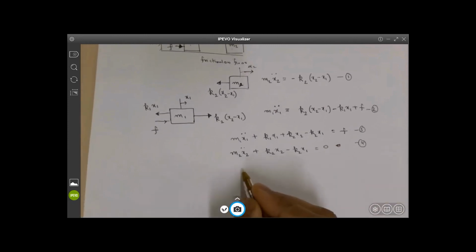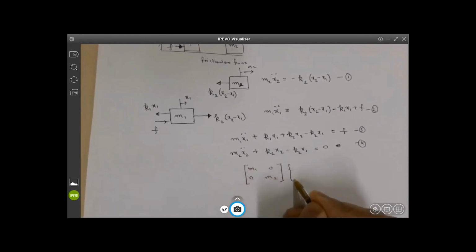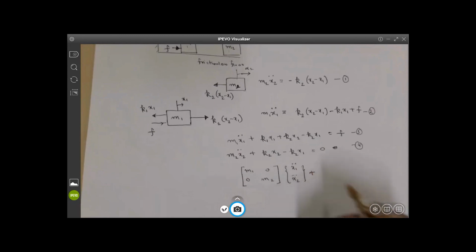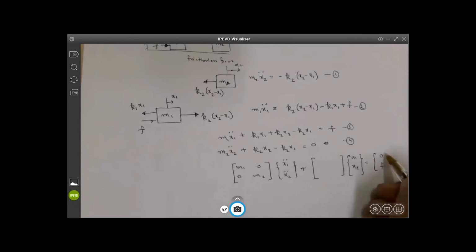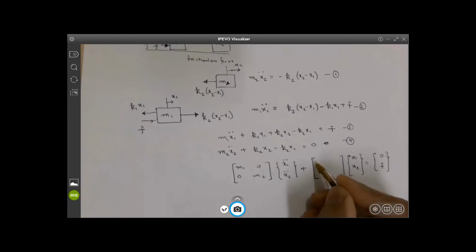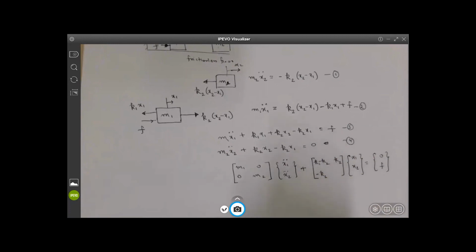If I write it in matrix form, I end up with this system: the matrix with M1, 0, 0, M2, times x1 double dot, x2 double dot, which is the time derivative, plus a matrix times x1, x2, equals the force vector with F and 0. Then you have k1, minus k2, then k2, and here you have negative k2, and then k2. Is it making sense, guys so far?